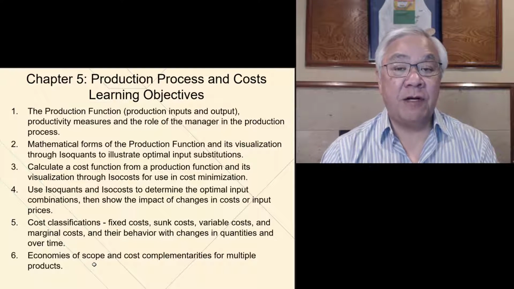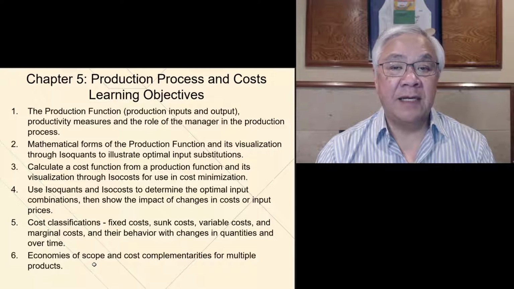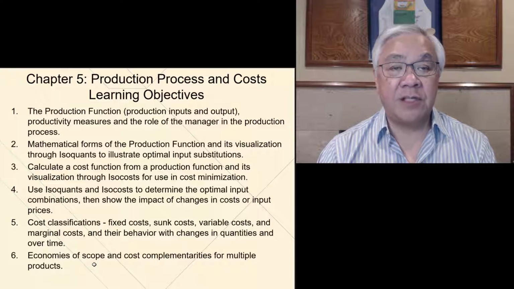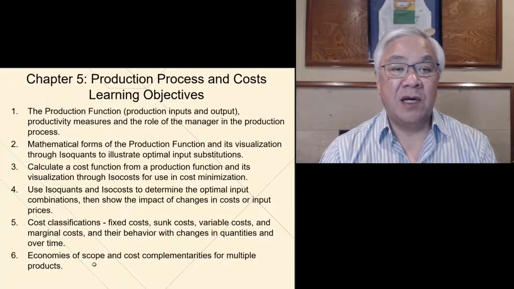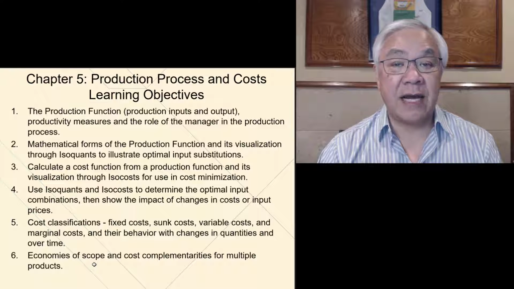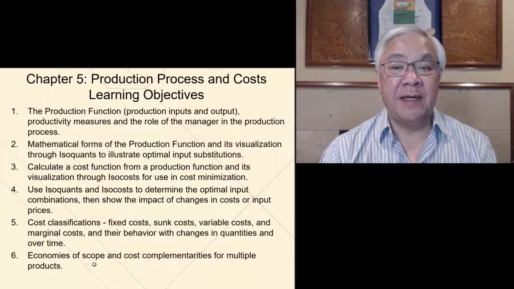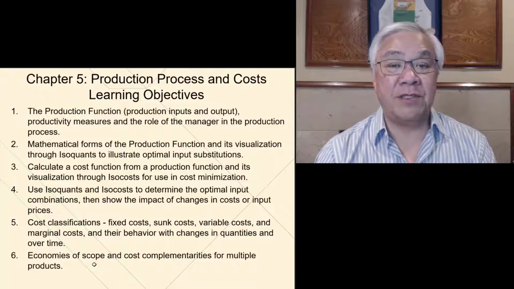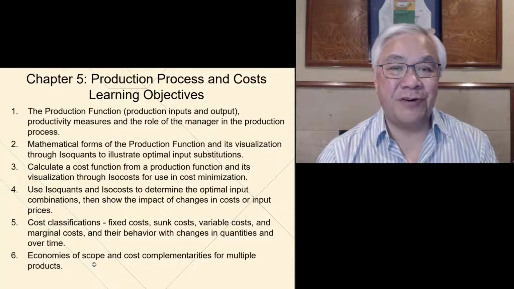Fifth learning objective were cost classifications: fixed costs, sunk costs, variable costs, and marginal costs. And we saw their behavior over time and in quantities. And finally, we saw the economies of scope and cost complementarities for multiple products, where we could see if two products actually make the cost structure lower and more advantageous for the firm than simply doing one product as opposed to both products. That's it for Chapter 5, and I'll see you for Chapter 6.